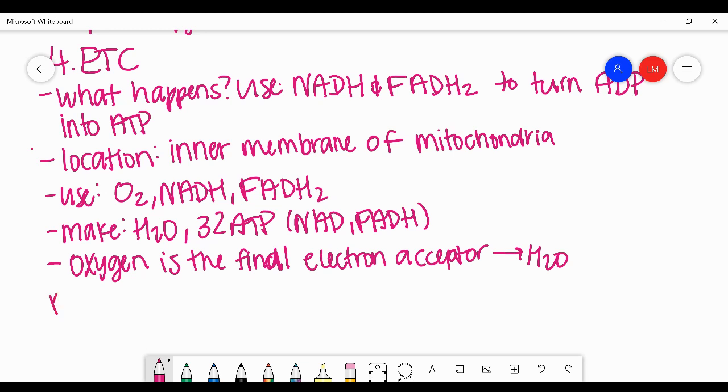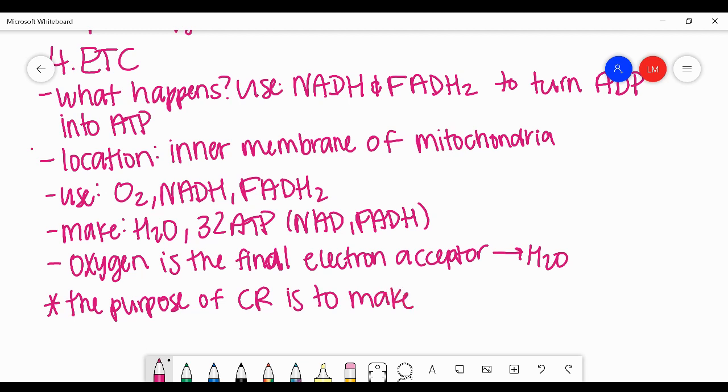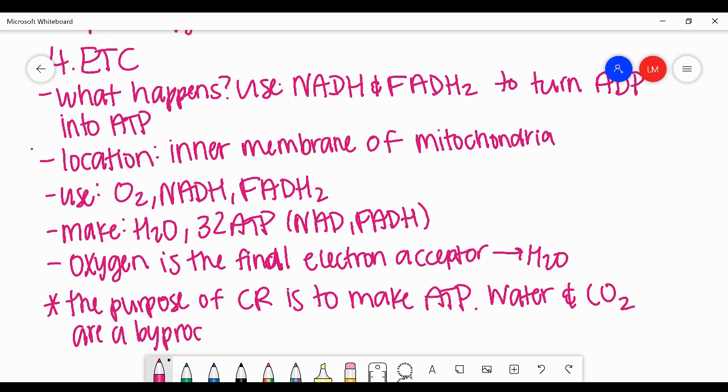One final note is that the purpose of cell respiration is to make ATP. Water and carbon dioxide are a byproduct. So our goal is to make ATP, happen to make water and CO2 as well.